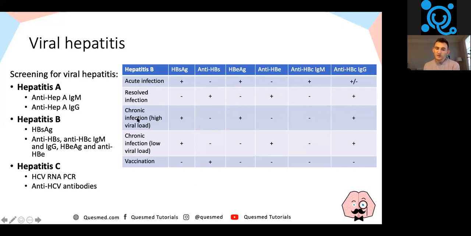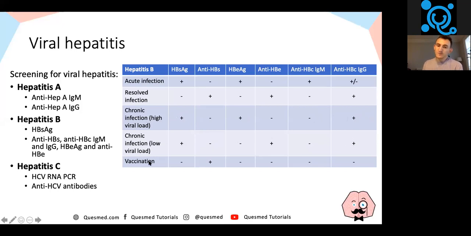Whereas if you've got a chronic infection, then you've still got your surface antigen. As I said, if surface antigen is present, then infection is present. So chronic infection with a high viral load, you've got your surface antigen, and you've got your E antigen because it's a high viral load. Then you've got an IgG for the core antibody, not an IgM, because it's a chronic infection. In chronic infection with a low viral load, you've got your surface antigen again, you've got your E antibody, not the E antigen, and then you've got your IgG for the core antibody.